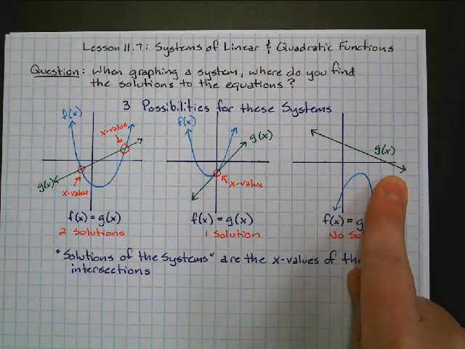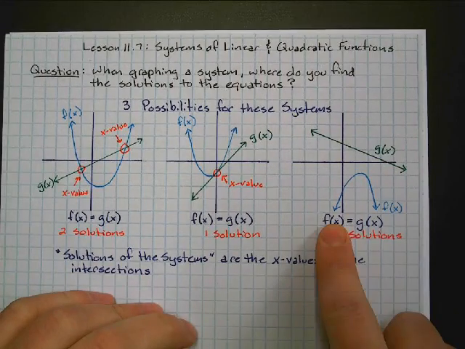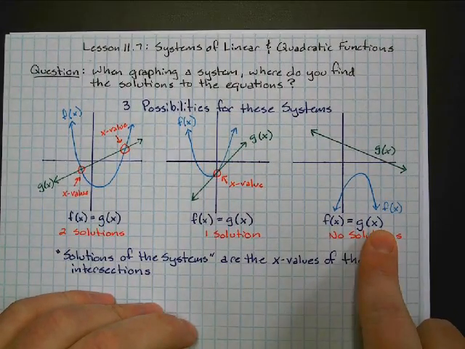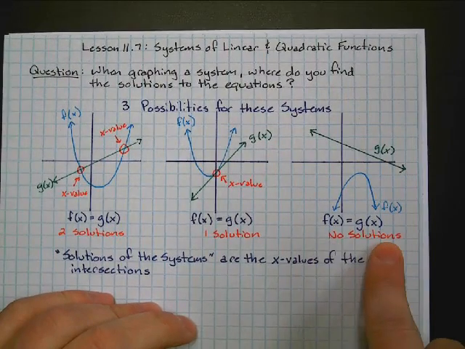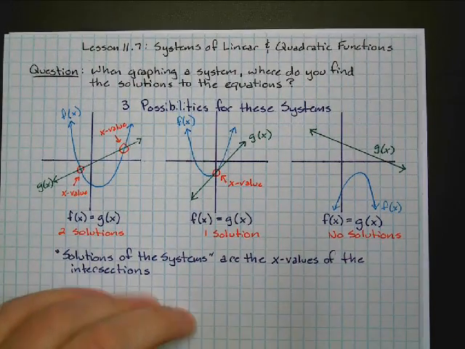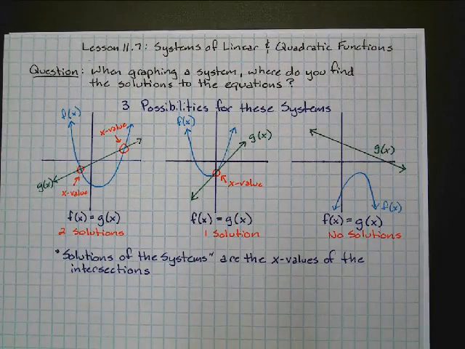The last possibility is I've got my parabola down here, f of x in blue, and my linear equation in green up there for g of x. We want to know where they're going to be equal to each other. Well, these two never intersect each other. So there are no solutions between those two functions because they never intersect.